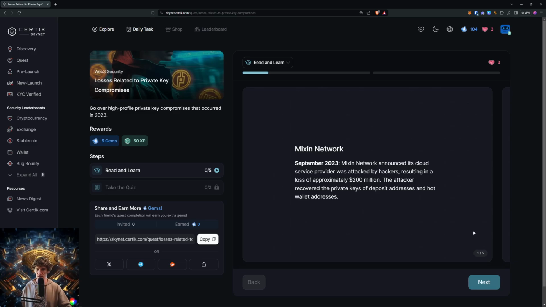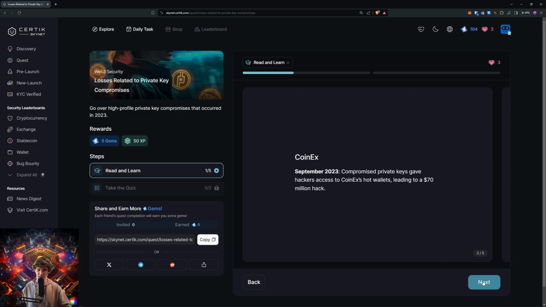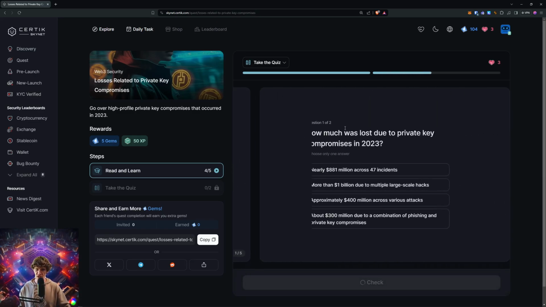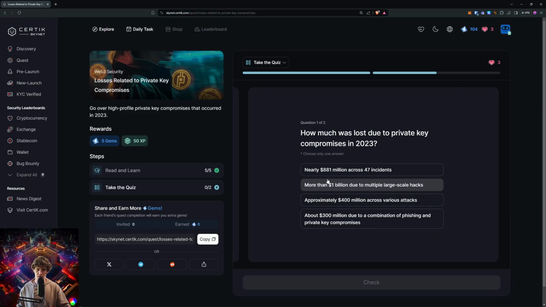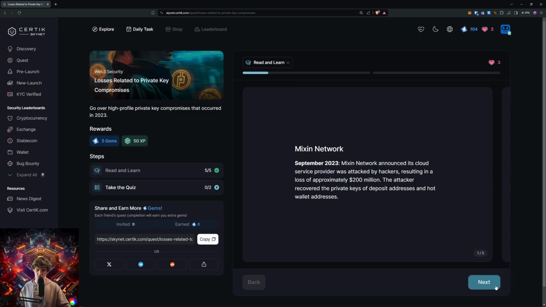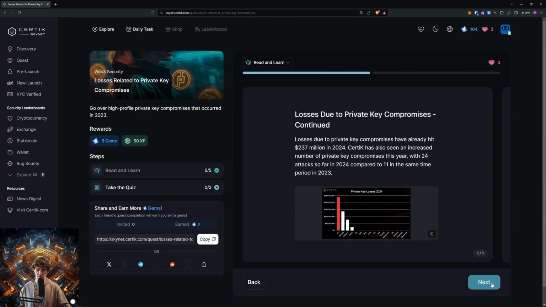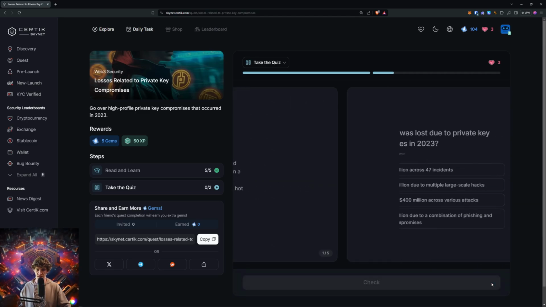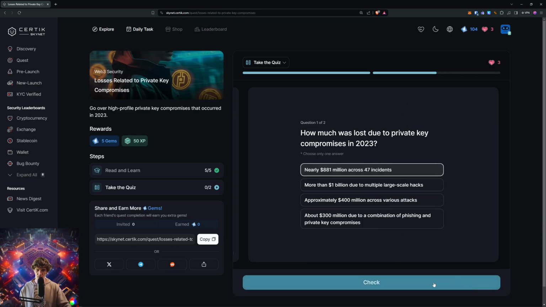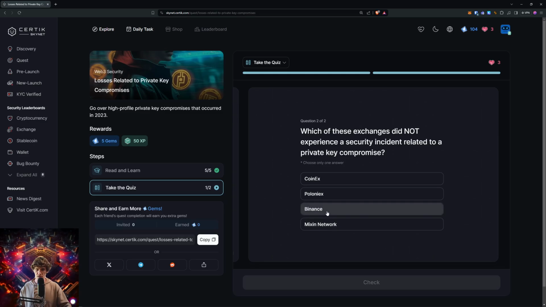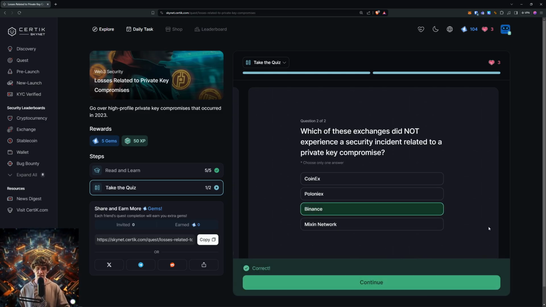All right, losses related to private key compromises. Mixin Network had a hack, CoinX had a hack, Poloniex, a lot of losses due to private key compromises. This just continued. How much was it in 2023? 880 million. And now it's 881 million. So Binance did not get exposed.